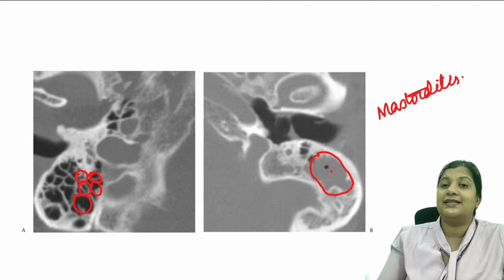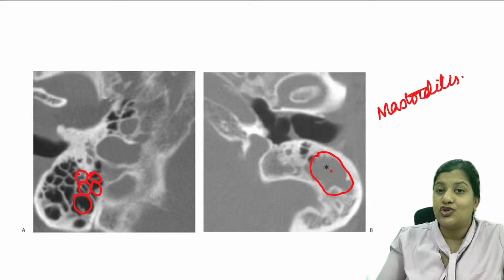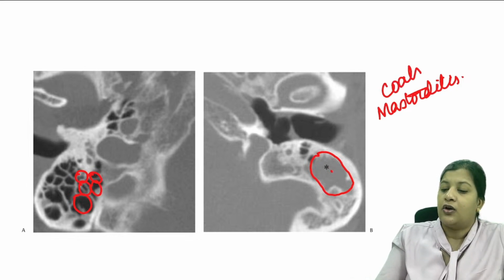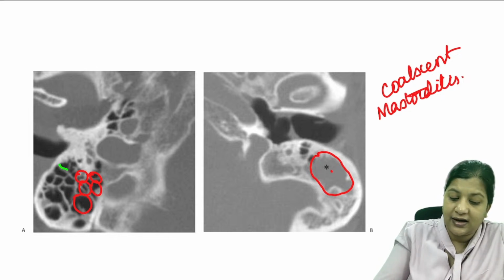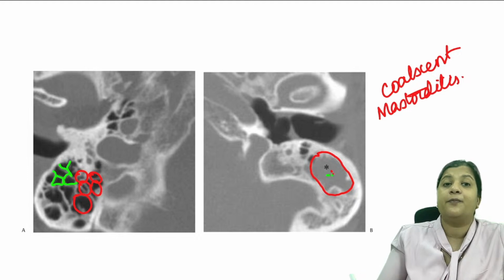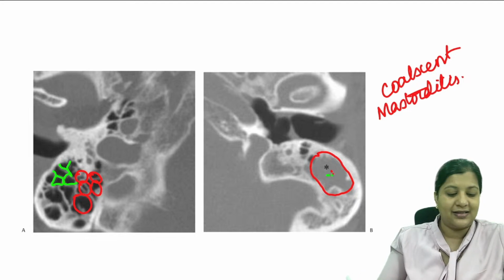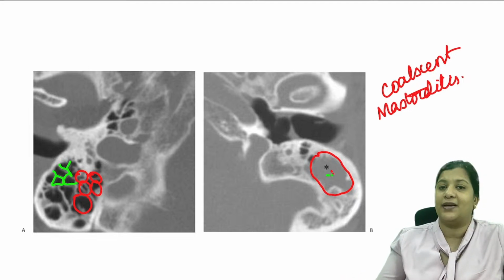Here you don't even see the septa. The septa are destroyed. So this is a case of coalescent mastoiditis. Here you can see between one cell and another cell there are septations. But do you see those septations here? No, they are destroyed. They are suggesting that it is a coalescent mastoiditis.